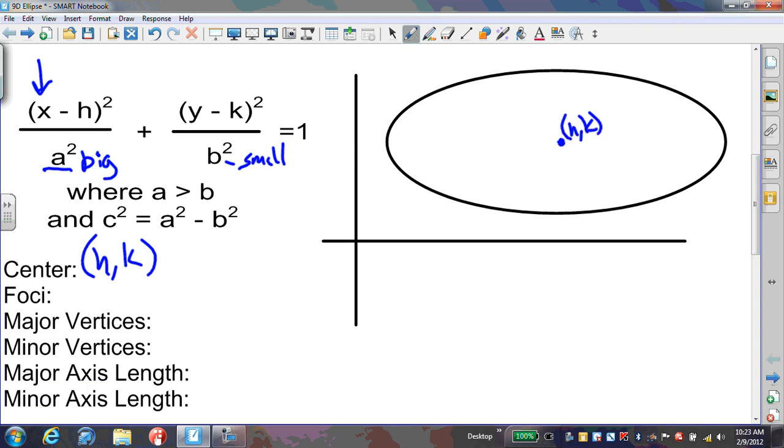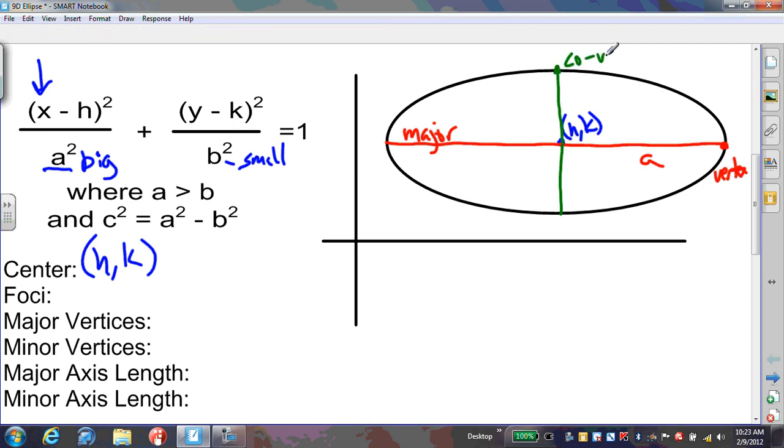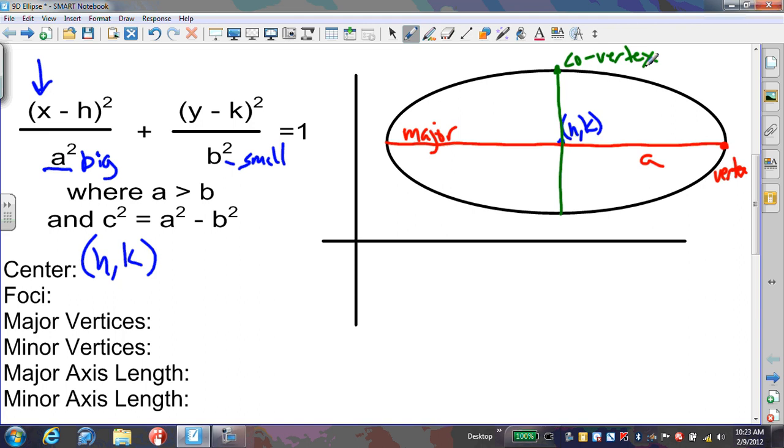Now we have basically two axes. We have the major axis, which is the longer one. The distance from the center to the outside is a, and this point out here is called a vertex. Then there's the minor axis, and this point up here is called a co-vertex. The distance from the center to the outside along the minor axis is b.